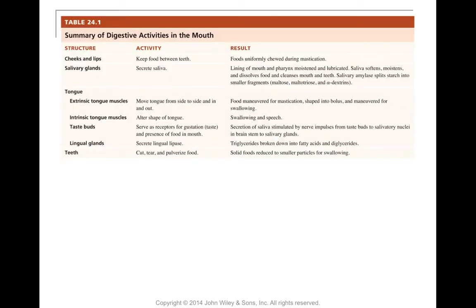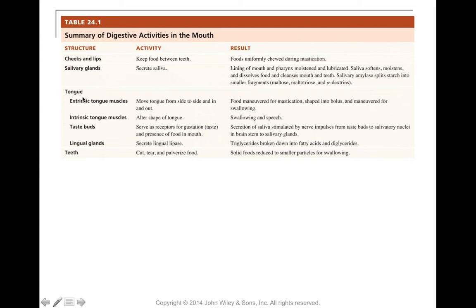All right, so what happens in the mouth? Just to summarize, the cheek and lips are going to help keep the food in between the teeth. The salivary glands are going to help secrete saliva. That's going to help moisten and dissolve food. It also helps keep your mouth and teeth kind of clean and has some antibacterial properties as well.